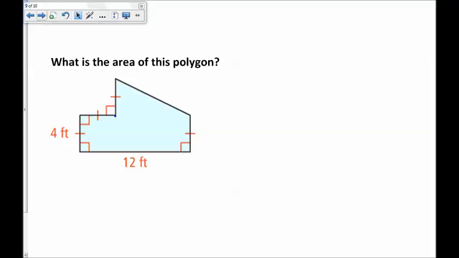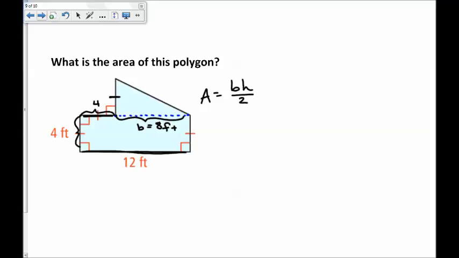But if I cut it like this, then I have a triangle and a rectangle. The area for the triangle is base times height divided by 2, where this is the base. Okay, now to find the base, I must know that this length is 4, so this length is 4. Now, if this length is 12, and this length is 4, this must be 8 feet. Now, to find the height, because of this line right here, it is the same as this one, so it is 4 feet.